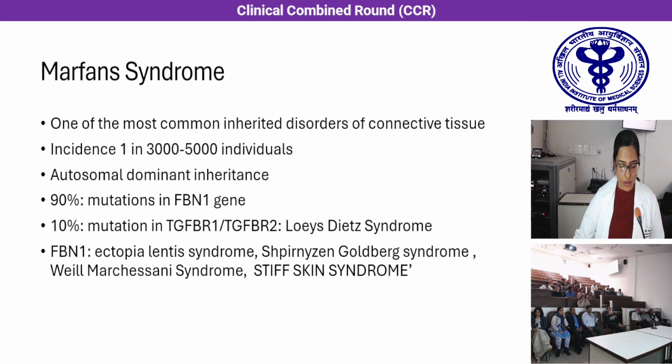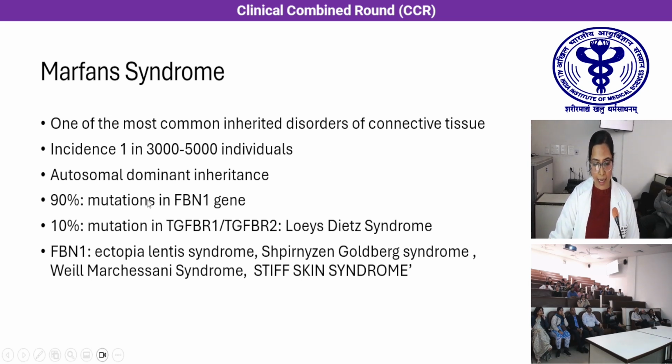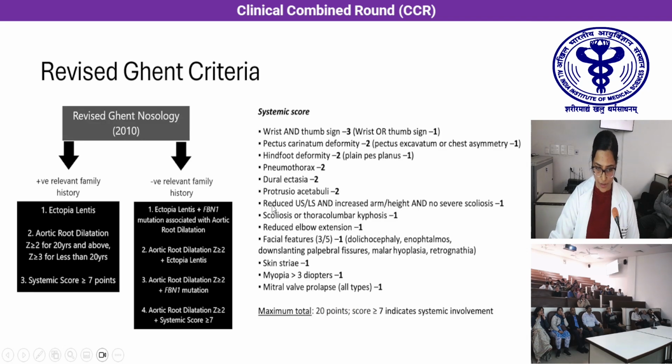So coming to discussion, Marfan syndrome is one of the most common inherited disorders of the connective tissue, and the incidence is 1 in 3,000 to 5,000 individuals. It has an autosomal dominant inheritance, and 90% of the cases are due to FBN1 gene mutation. 10% can be due to TGF beta receptor 1 or TGF beta receptor 2 mutations.